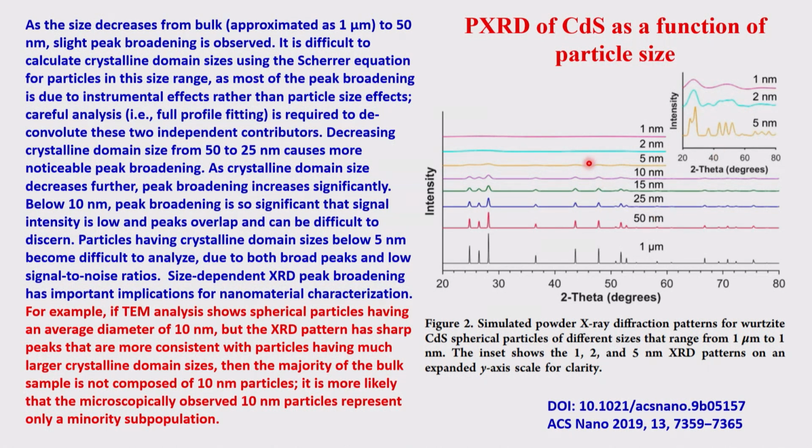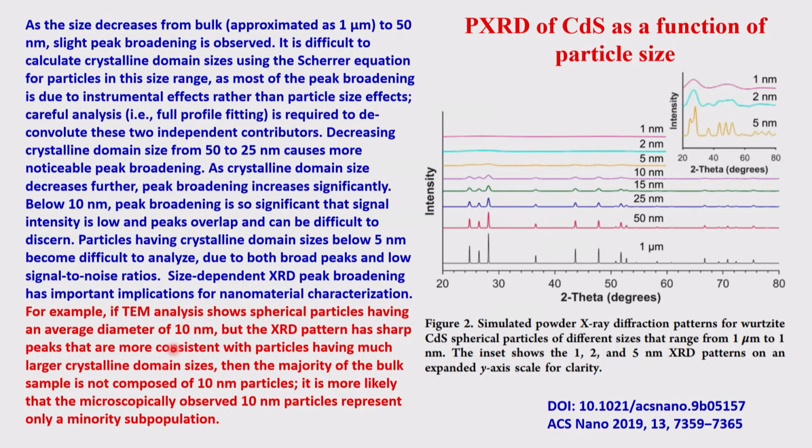So particularly when you go to 5 nanometers and below, size dependent XRD peak broadening has important implications for nanomaterial characterization. For example, if TEM analysis shows spherical particles having an average of 10 nanometers, but the XRD has sharp peaks, more consistent with particles having a much larger crystallite domain, you can go and check from the formula. For each peak in the XRD you can get the width, or the size of that.